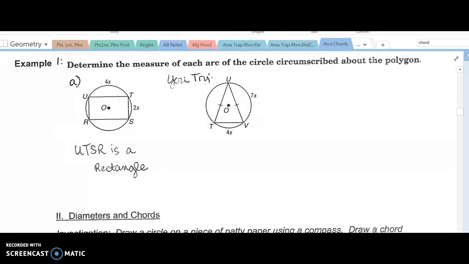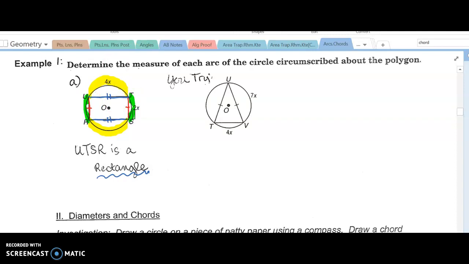Determine the measure of each arc of the circle circumscribed about the polygon. So according to that last theorem, these are chords inside this circle, and if it's a rectangle, we know something about those chords. We know the opposite sides are congruent. And then our theorem said if the chords are congruent, then they cut off equal parts of the circle, that the arcs that go with them will also be congruent.